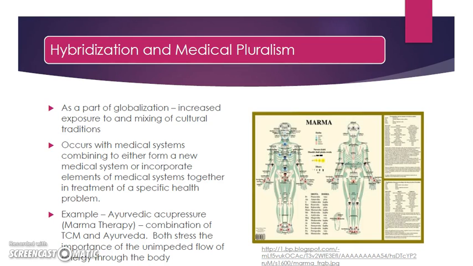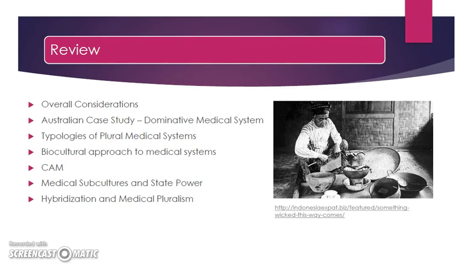And Singer and Baer provide a couple of examples. One of these is Ayurvedic acupressure, also known as marma therapy, which is a combination of traditional Chinese medicine and Ayurveda. Both stress the importance of the unimpeded flow of energy throughout the body, and so it combines elements of these practices and ideology to form an emerging new syncretic theory and approach overall, this hybrid idea of marma.